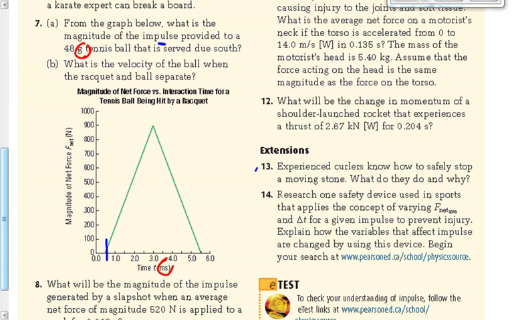Experienced curlers know how to safely stop a moving stone. What do they do and why? Who's a curler here? Anybody curl? Yes? How do you safely stop a curling stone? I curled a couple times in my life. I'm not very good. It's much, much harder than it seems.